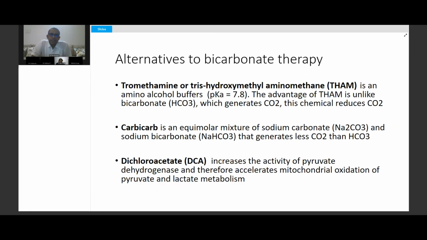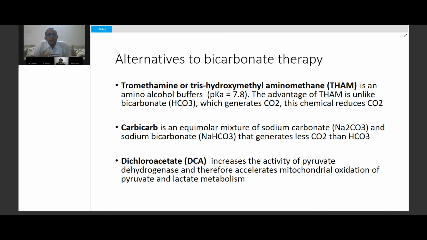Alternatives to bicarbonate therapy come in the form of THAM. What is the advantage of it? As I said, when you give bicarbonate, it can convert into carbon dioxide and cause problems. THAM doesn't generate carbon dioxide to that extent, and it is freely mobile. But the problem is it is excreted by the kidney, and by giving this, you can have a risk of hyperkalemia, and you can have liver necrosis or hypoglycemia as a side effect of it.